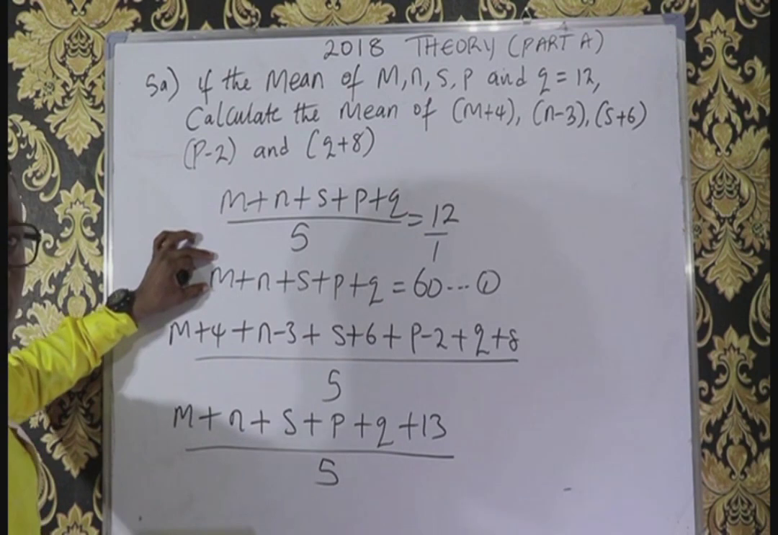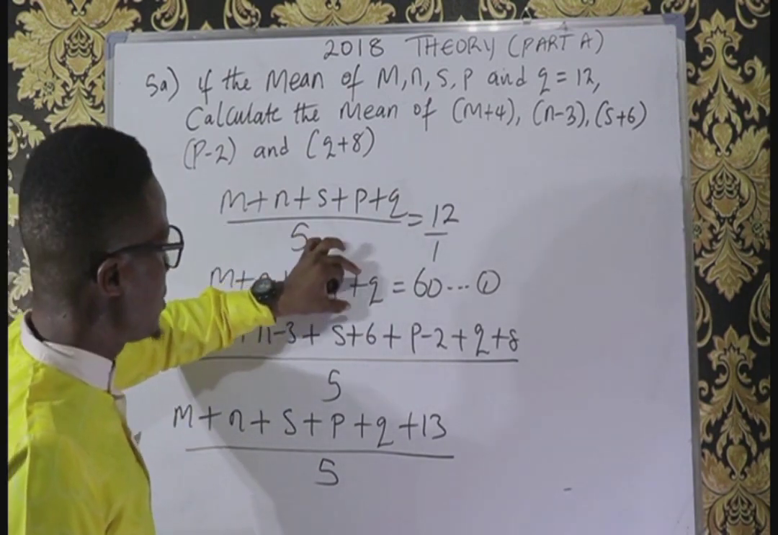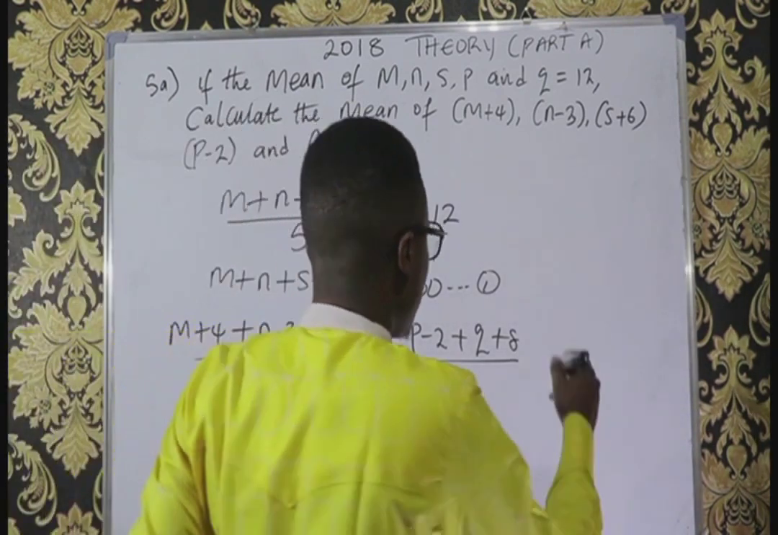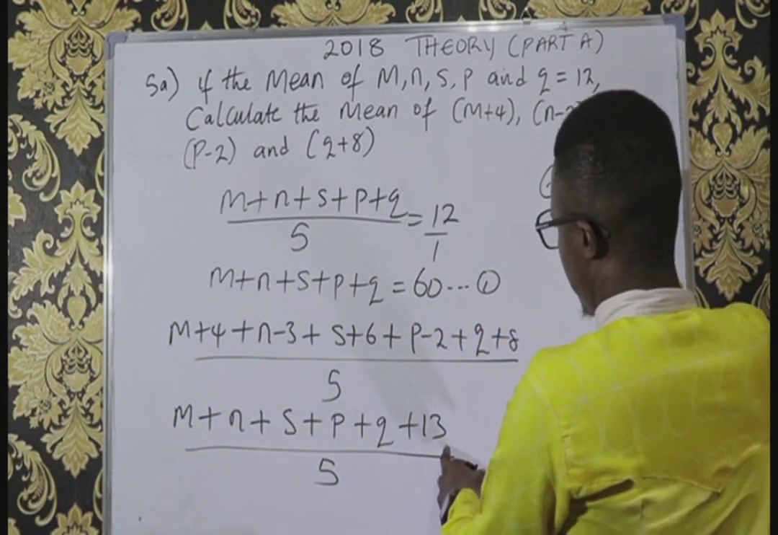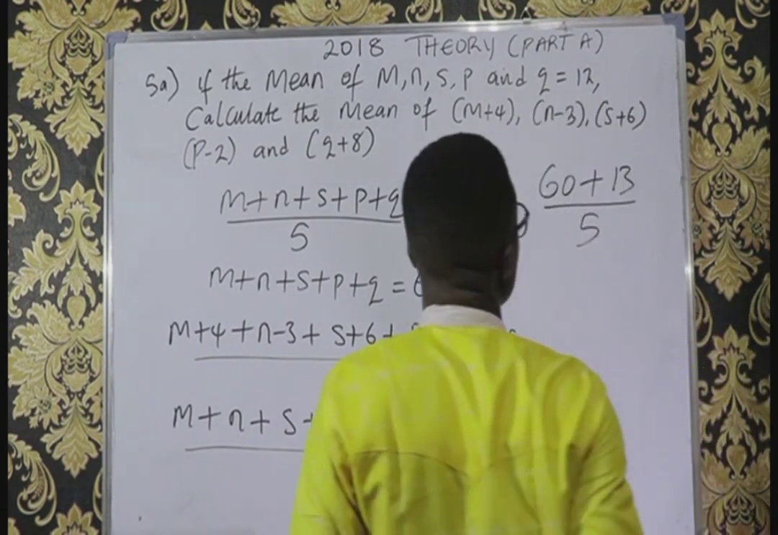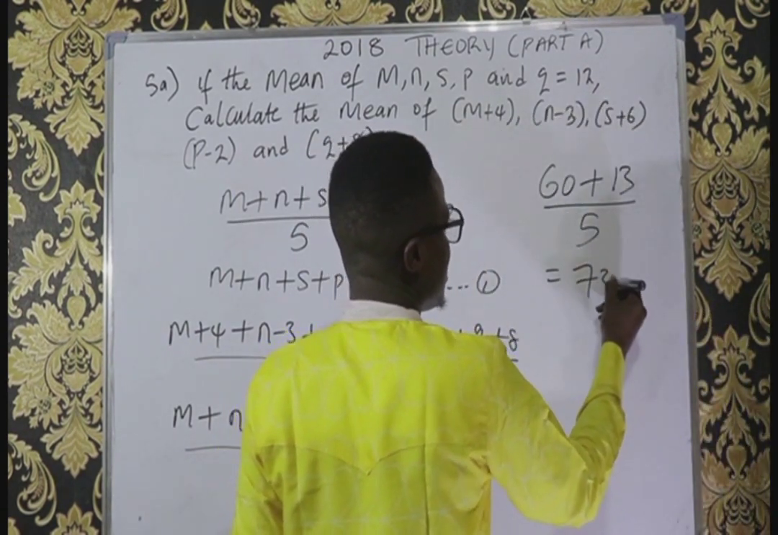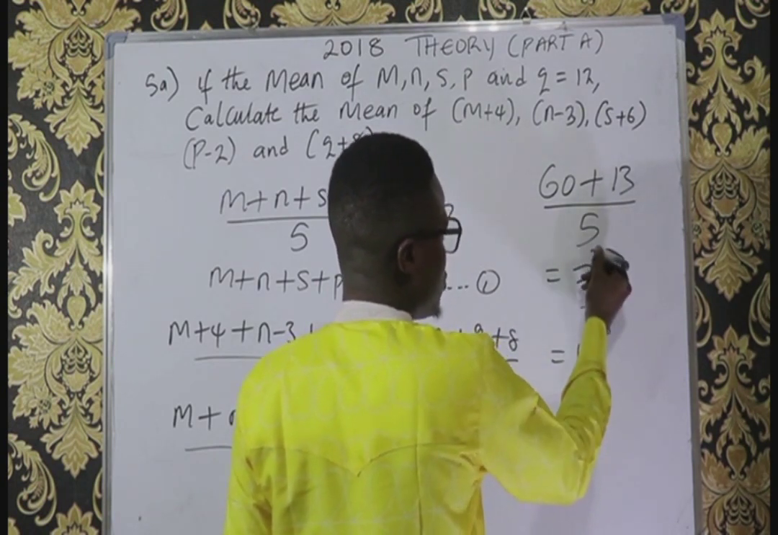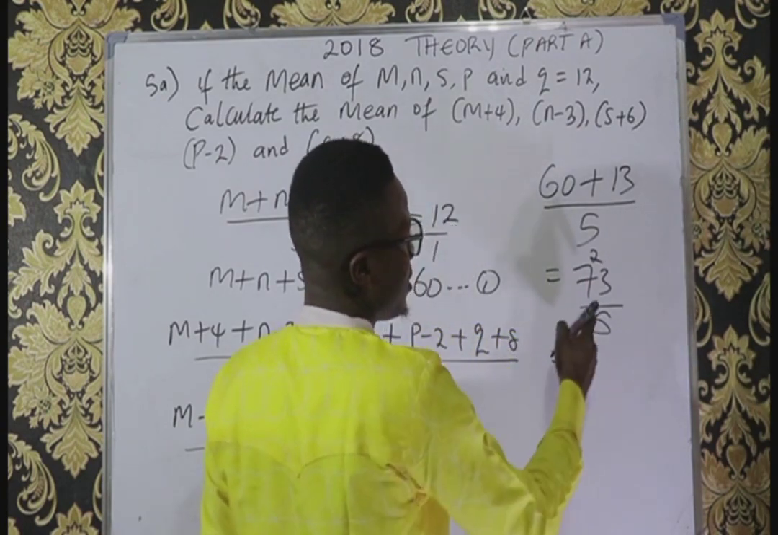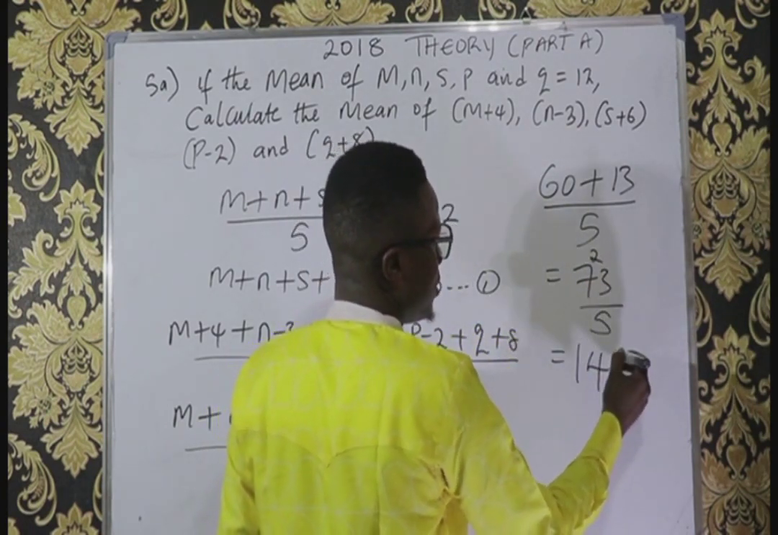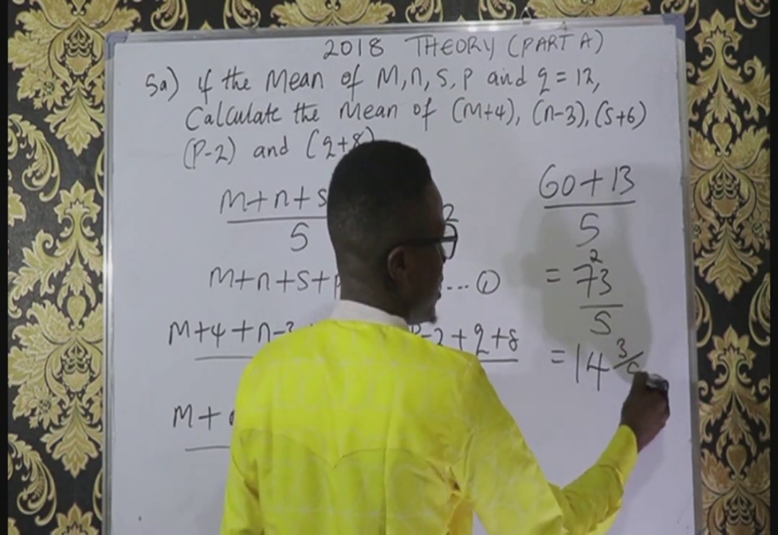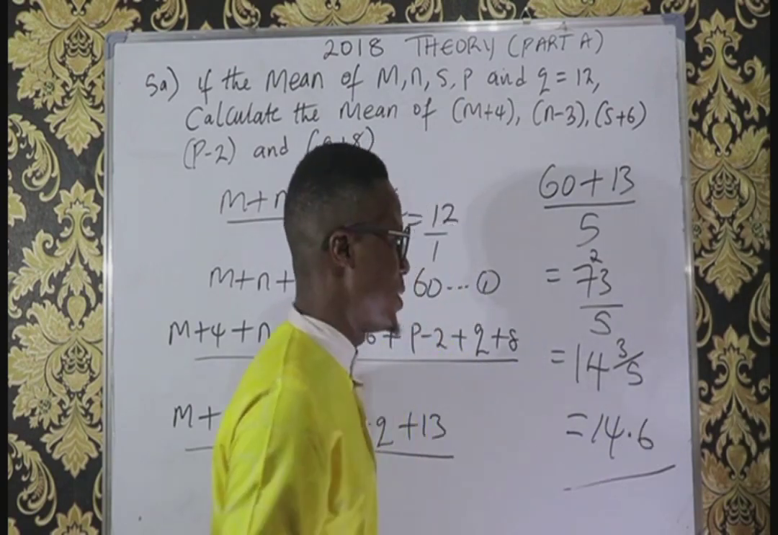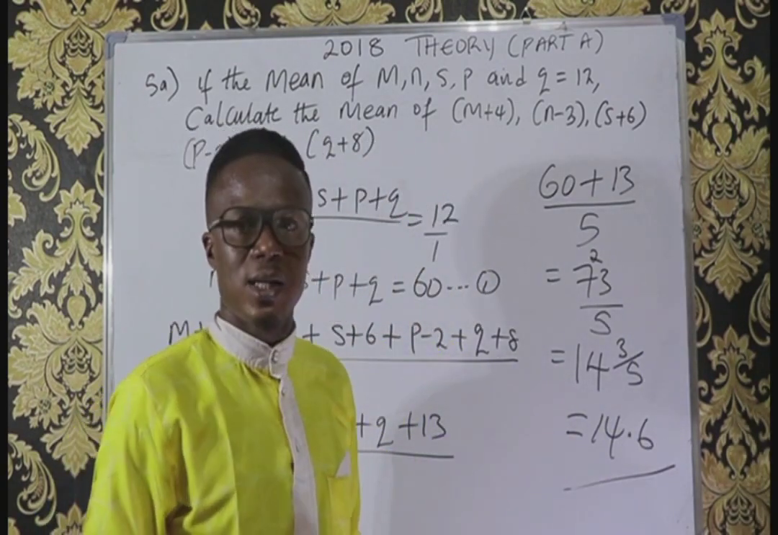Remember from equation 1 that m plus n plus s plus p plus q is 60. So I will replace all these letters here with 60. Hence I will now write 60 plus 13 all over 5. And 60 plus 13 will give us 73 over 5. If I divide, 5 divided into 7 is 1, remainder 2. Put it here, it becomes 23. 5 divided into 23 is 4, remainder 3, all over 5. Or you call it 14.6 when you change to a decimal. So they are the same thing. So let's take the next question.